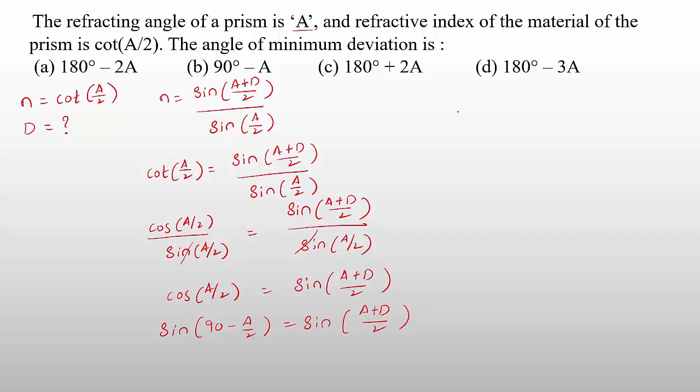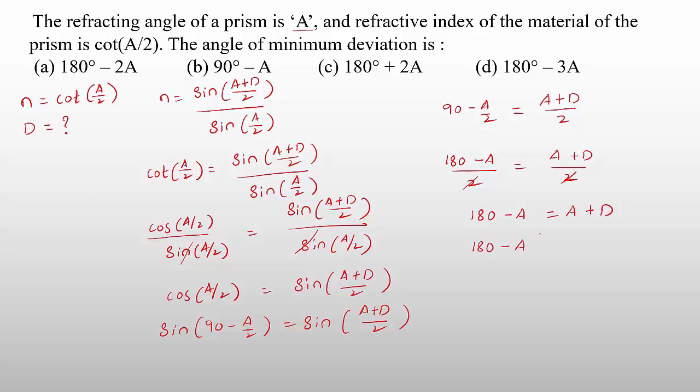Or we can write it as, so on LHS side we can write directly 90 minus A by 2 is equal to, on RHS side we got A plus D by 2. So here we will get LCM as 2. 90 into 2 will be 180 minus A divided by 2 is equal to A plus D divided by 2. So 2 will get cancelled. So 180 minus A is equal to A plus D, or we can take angle of prism on the same side. So it will become minus A is equal to D.